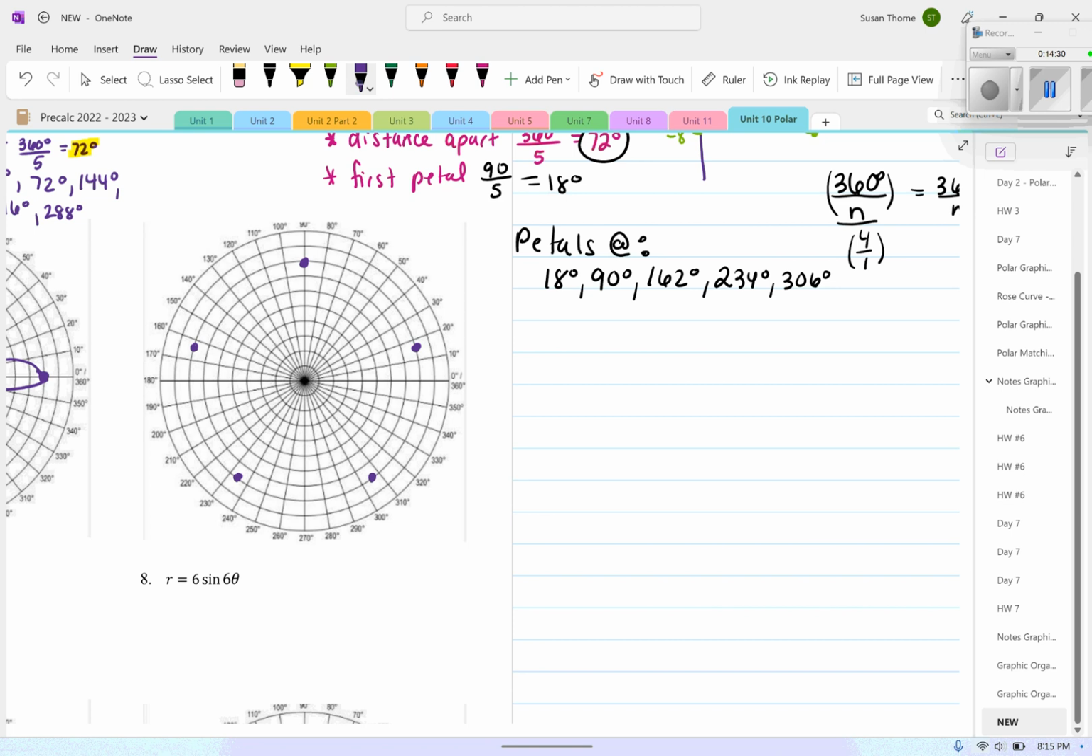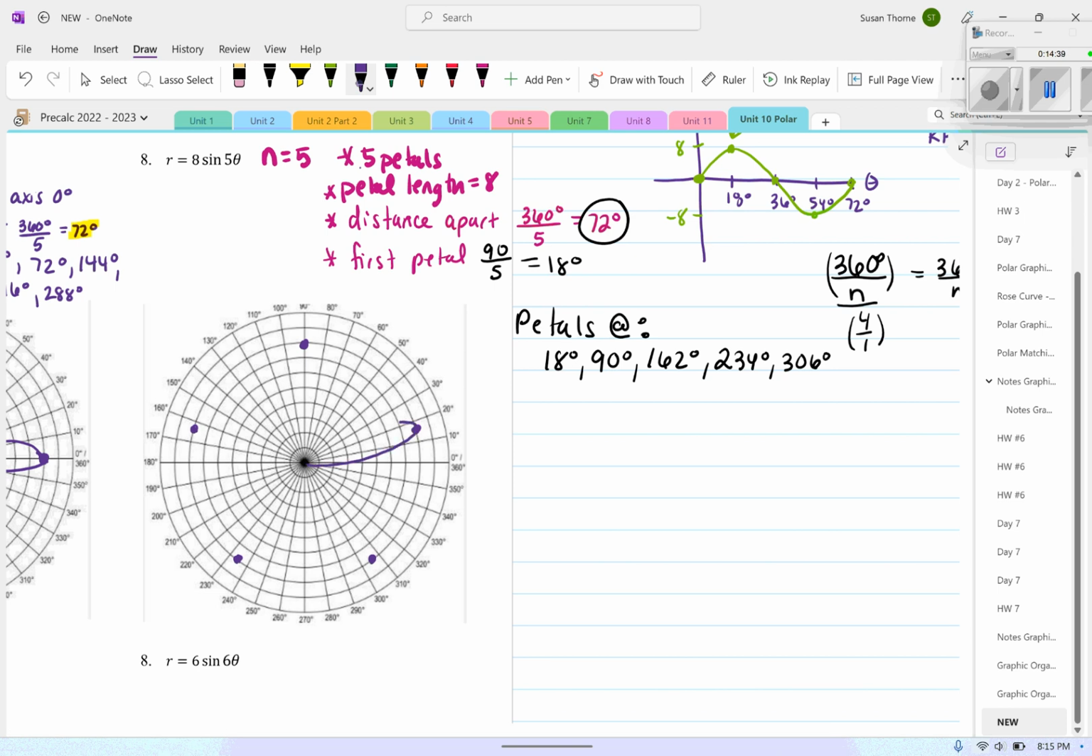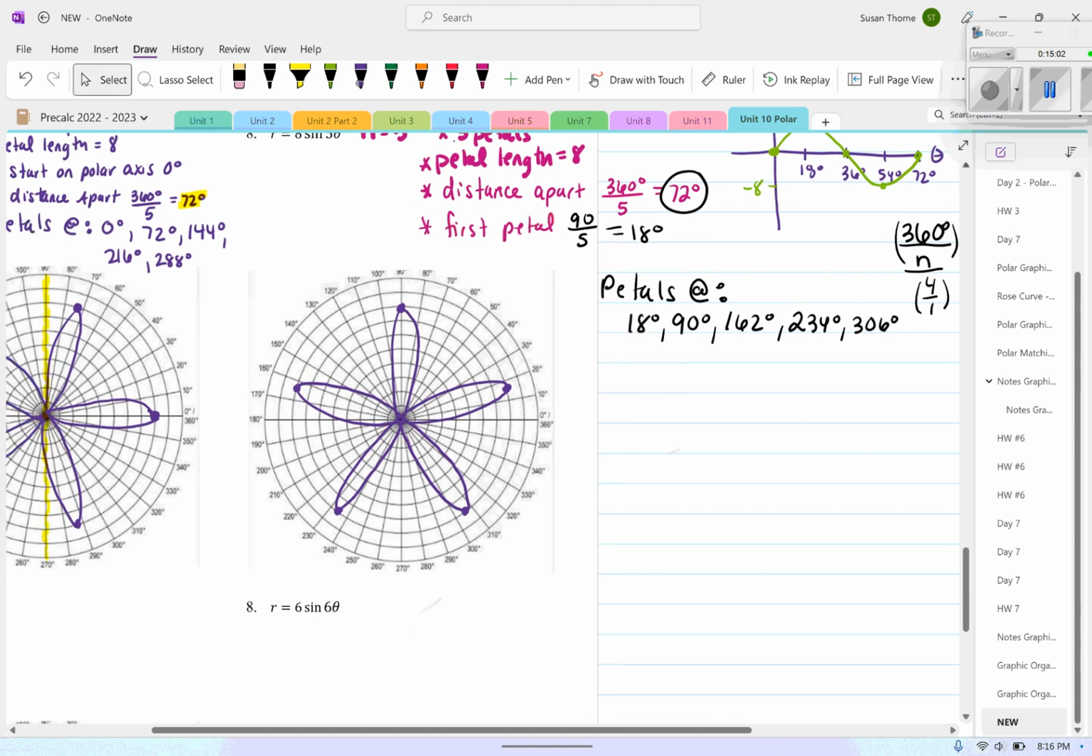So for that first part, notice again that at 18, you're going from the pole out to 18 and then back to the pole. So your graph is coming around like this. And again, right now, I'm not really concerned with the width of the petals or what order you're graphing them in. I just want you to know where they're going to be, and that we have 5 petals with a length of 8 spaced out 72 degrees apart. So that gives us our rose curve.